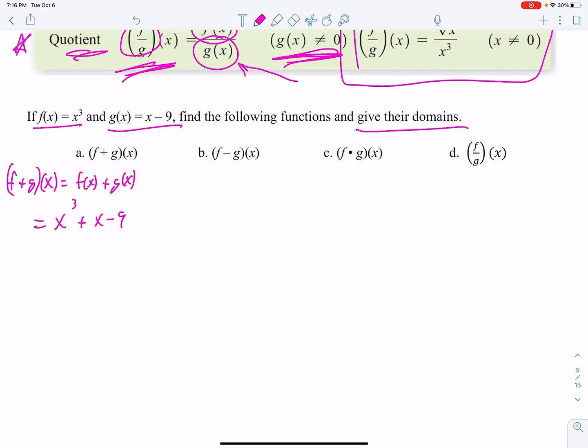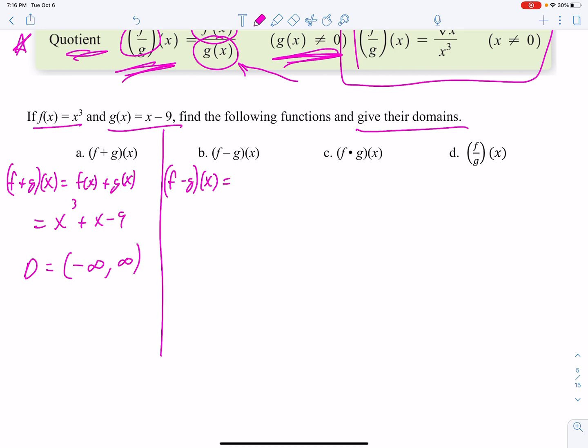Okay, so this is what's known as a polynomial, right? We talked about those before. The domain of any polynomial is all real numbers, or from negative infinity to infinity. In other words, you're allowed to plug in any real number you want and you get a valid outcome. All right, that's important.